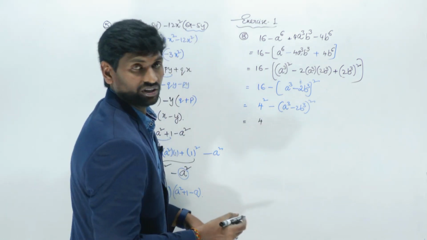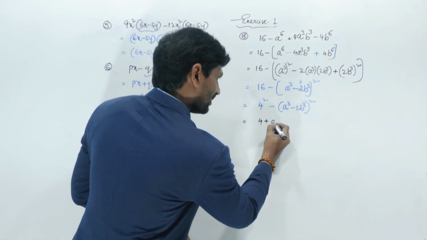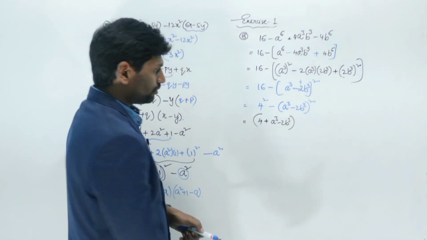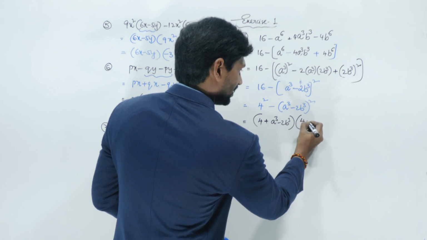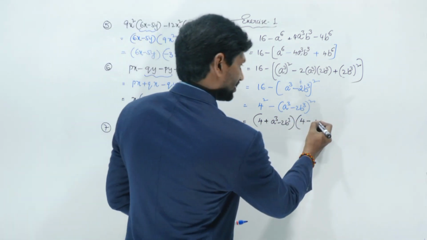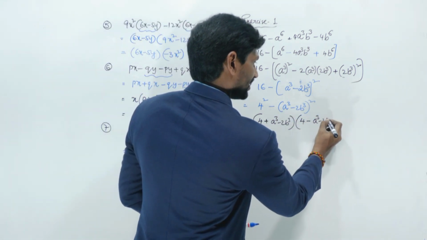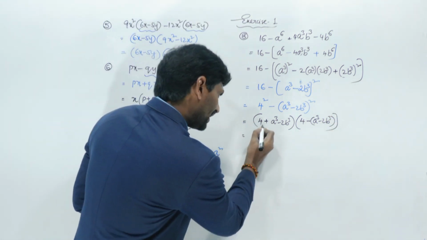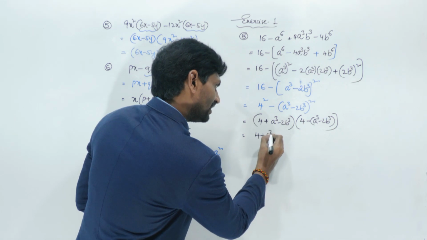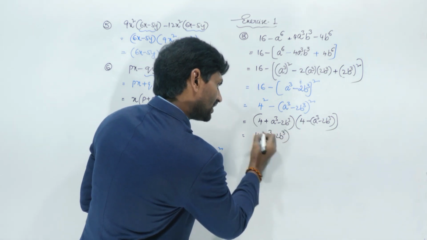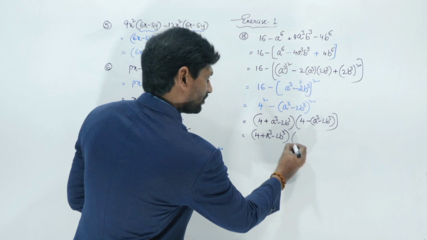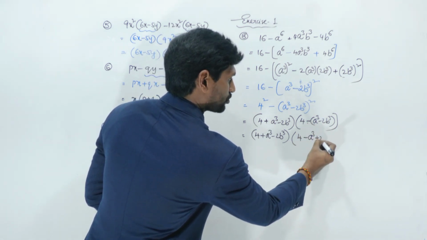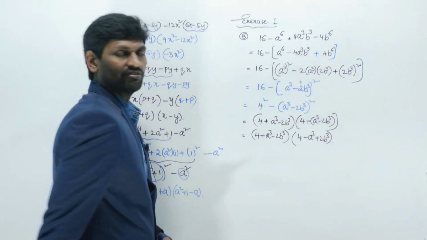Here a means 4. So (a plus b) is 4 plus (a cube minus 2b cube), into (a minus b), which is 4 minus (a cube minus 2b cube). Now while writing the plus symbol nothing is affected, but the minus symbol will affect. Minus into a cube gives minus a cube, and minus into minus gives plus 2b cube. So this is our required answer.